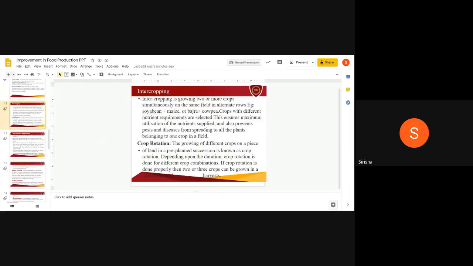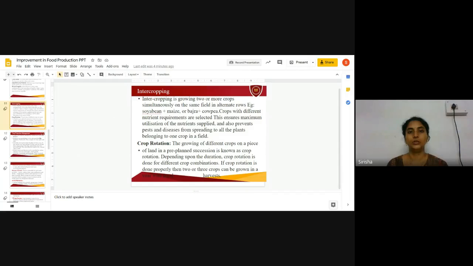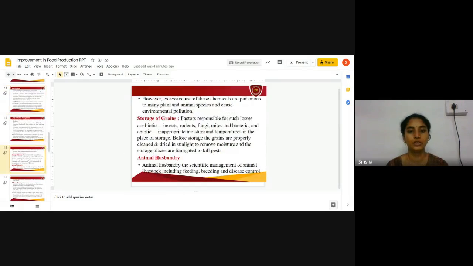Next, crop rotation. In the 8th class also we have studied about crop rotation. The growing of different crops on a piece of land in a pre-planned succession is called crop rotation. Crop rotation should be done to replenish the soil nutrients. If we grow the same type of crop all year, then the nutrients in the soil decrease. So crop rotation should be practiced by the farmers.